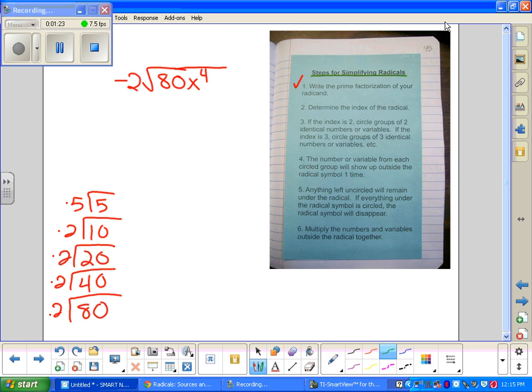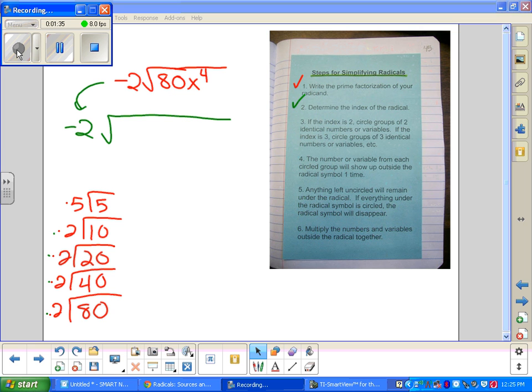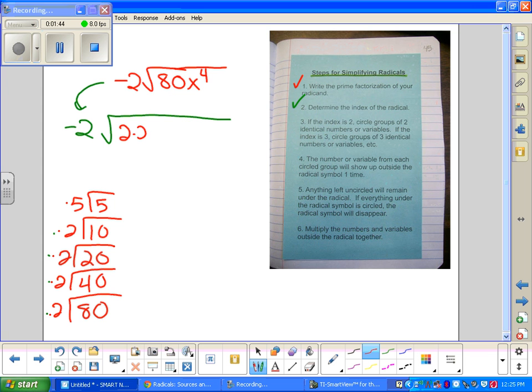Step number 2, the index is 2. The index is 2, circle groups of 2. There's my radical, bringing down my negative 2 from outside. Inside, I have 1, 2, 3, 4, 4 twos. Once you have everything broken down, put it inside the radical. I have 4 twos. I have 1 5, and I have 4 x's. All right, all that's inside.